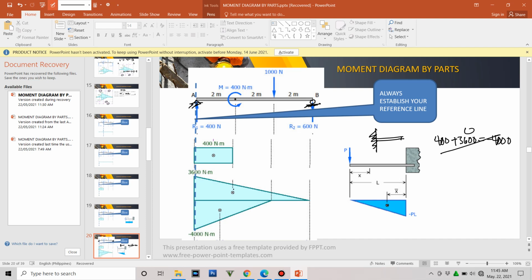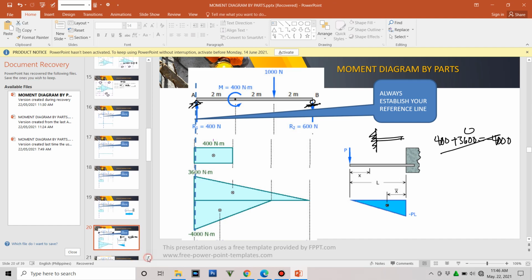So if you notice yung net moment natin dito, so yung net moment dito is equivalent to 0 because we do not have any external couple here on the beam. Okay? So we are through with the couple and these two concentrated load. So wala na. So far ito lang naman ang loading. Now this will be our moment diagram by parts. Ang importante lang naman dito is the next step.